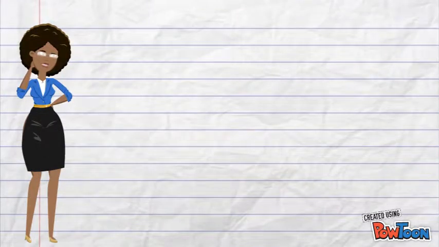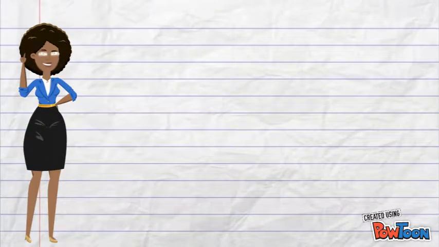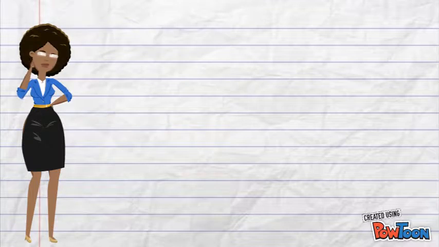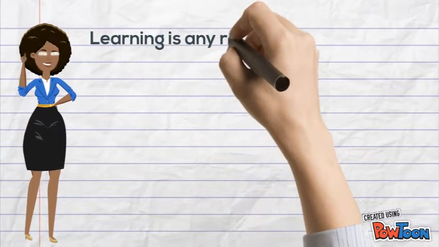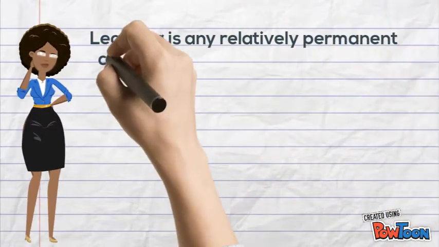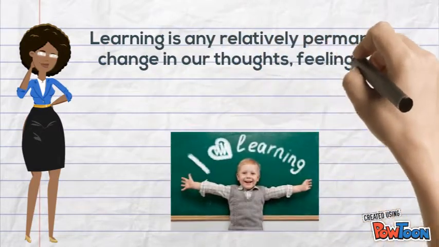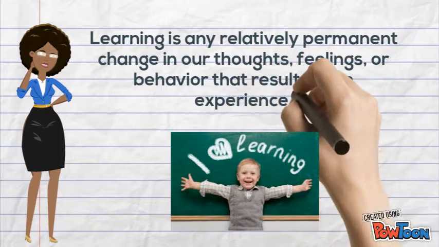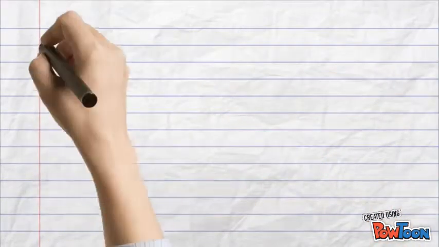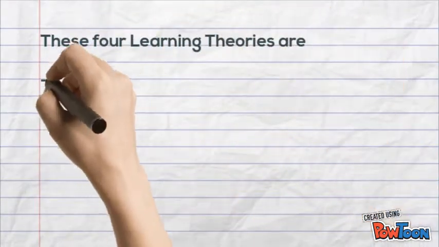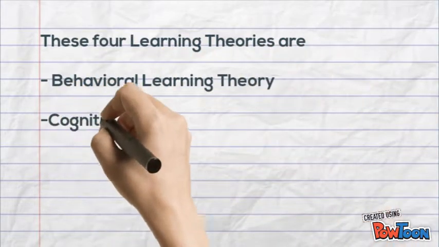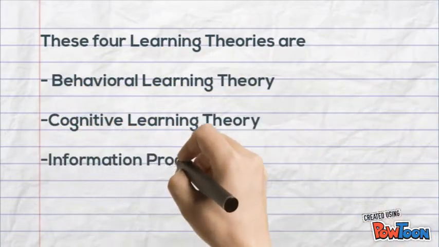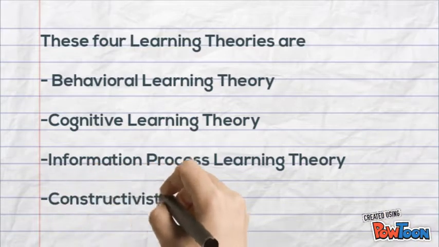So since we know what development is, the next important question to ask is, how do we learn? Well, the definition of learning is any relatively permanent change in our thoughts, feelings, or behavior that results from experience. And there are four main learning theories that delve deep into the different ways of learning. These four learning theories are the behavioral learning theory, cognitive learning theory, information process learning theory, and the constructivist learning theory.